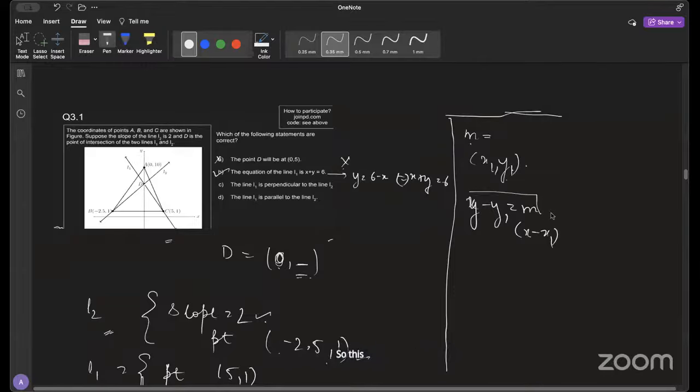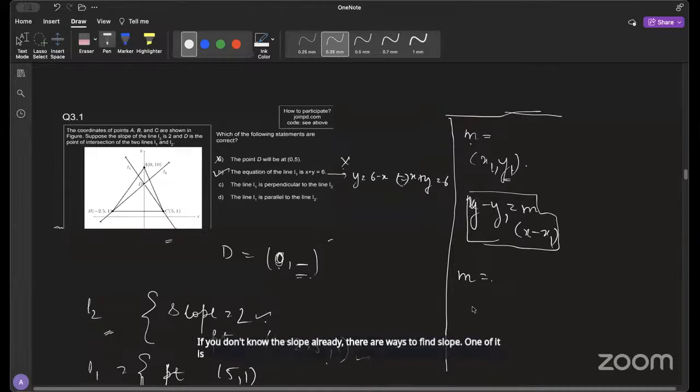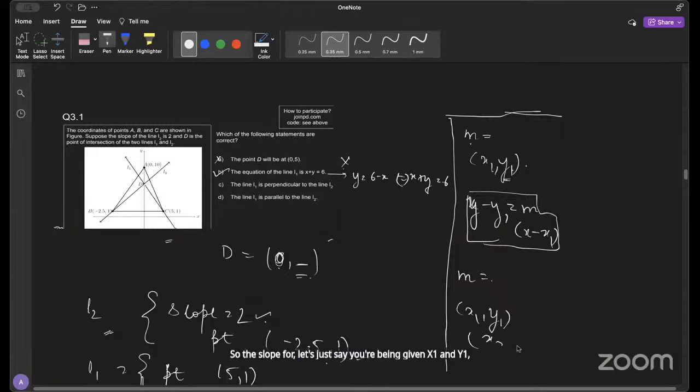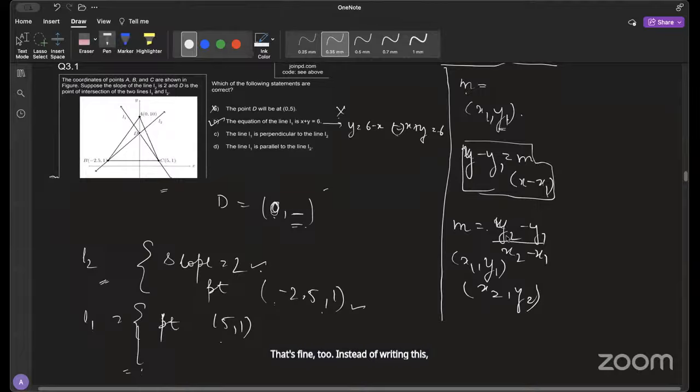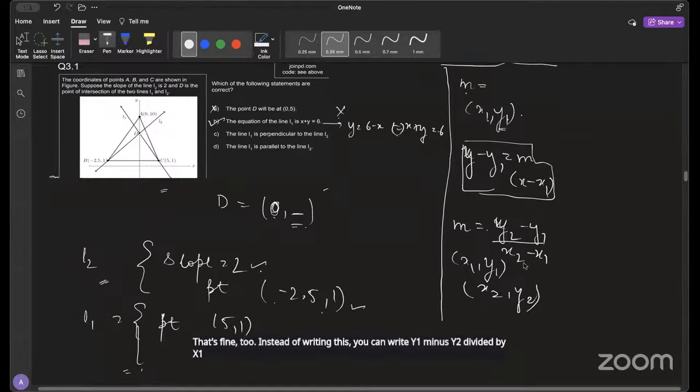This is the formula that you use when you know the slope and you have been given a point. If you don't know the slope already, there are ways to find slope. One of them is if 2 points are given to you. Let's say you've been given x1, y1 and x2, y2. So the slope then is y2 minus y1 over x2 minus x1. You can change the signs here too. Instead of writing this, you can write y1 minus y2 divided by x1 minus x2. That's fine too. It's the same thing.